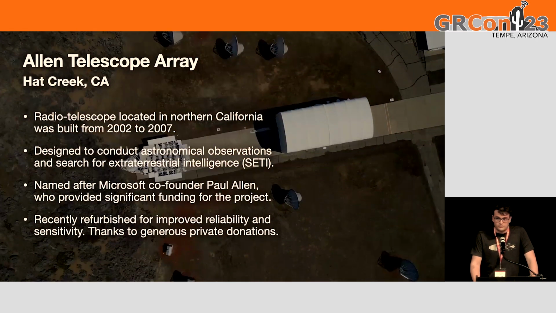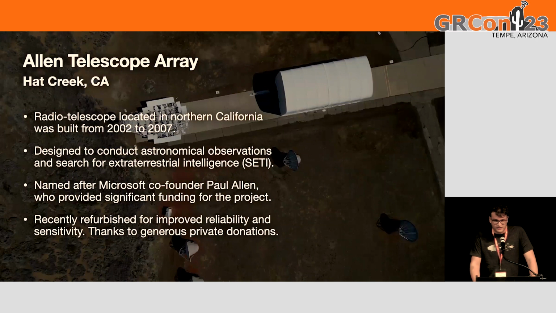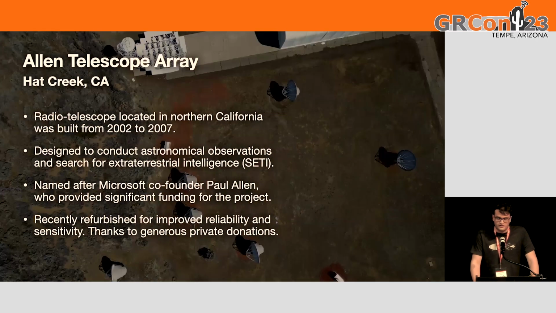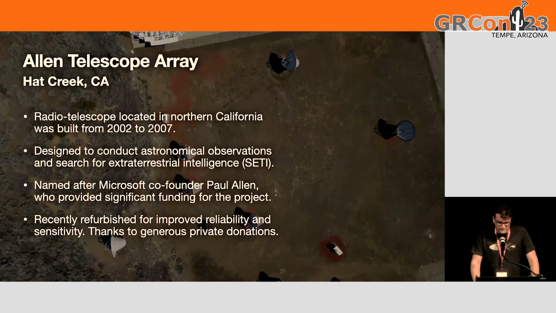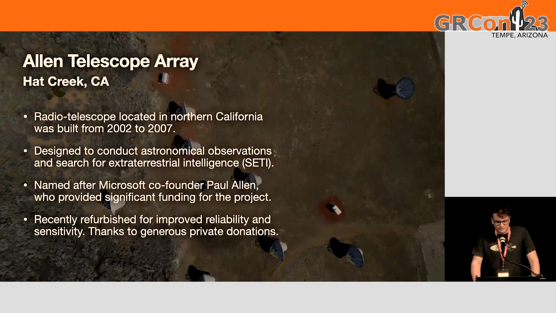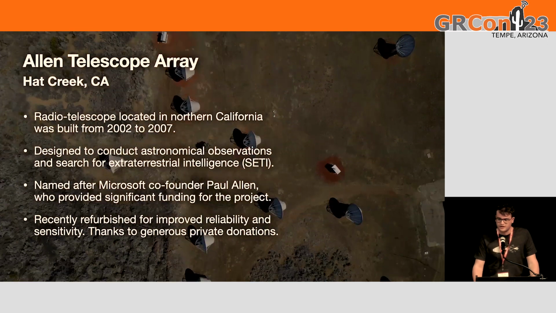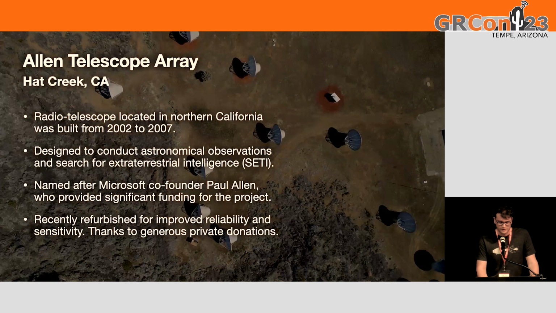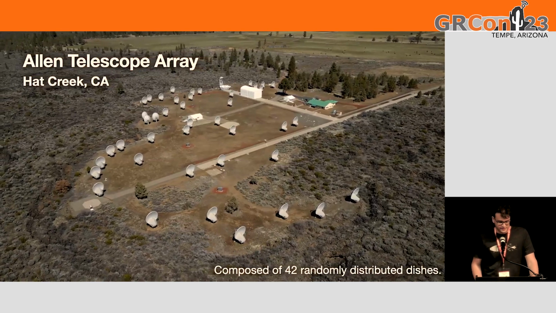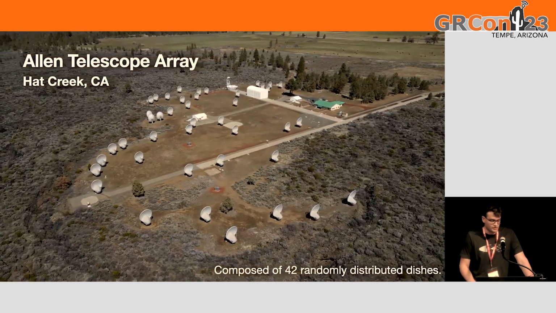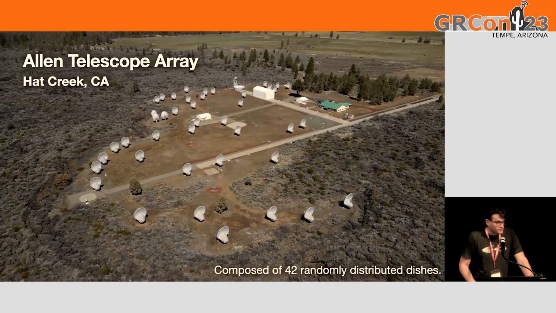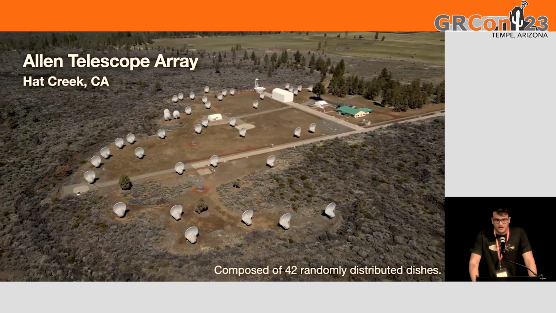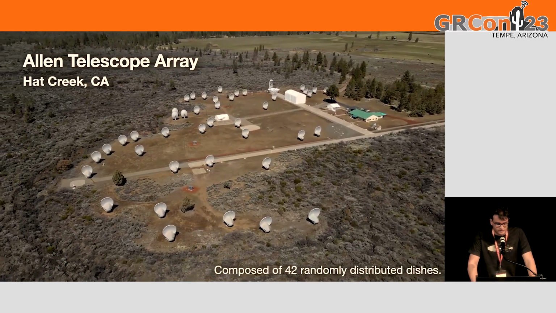And recently it was refurbished for better system and reliability, thanks to donations from lots of private donors, especially Frank Ling Antonio, who developed the new feeds that we are currently using. So here you can see the telescope in its whole extent. Here we have 42 antennas randomly distributed with a 350 meter diameter radius.